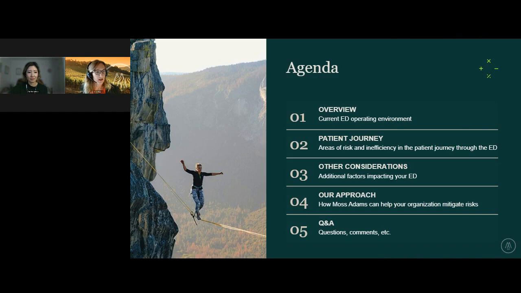So here's our agenda. We're going to talk about the current ED operating environment, the journey through the emergency department from a patient's perspective, things that are impacting your ED from staffing to providers to the discharge, things like that. So we'll try and cover the whole process. We're going to talk about how Moss Adams might be able to help you if you're interested in us coming in and helping you with a project. And then we'll, of course, have questions. You don't have to wait to the end. Please, again, offer those questions throughout the hour.